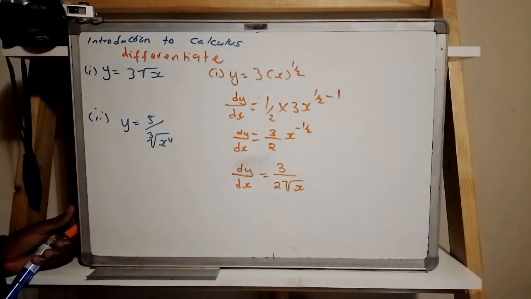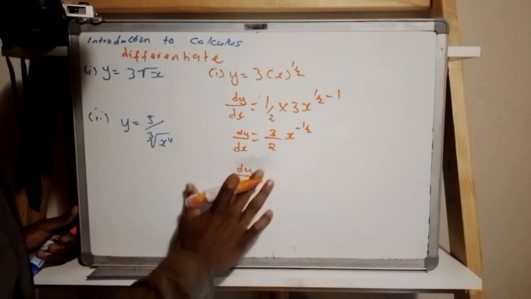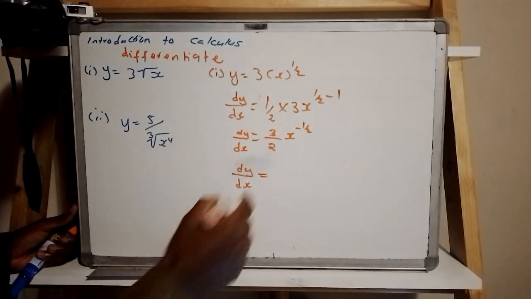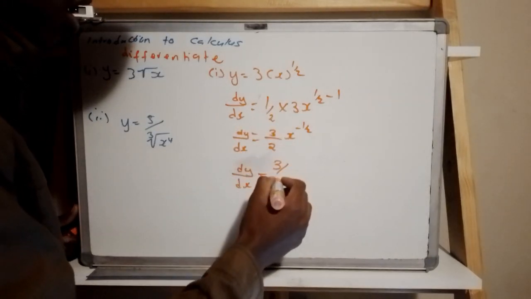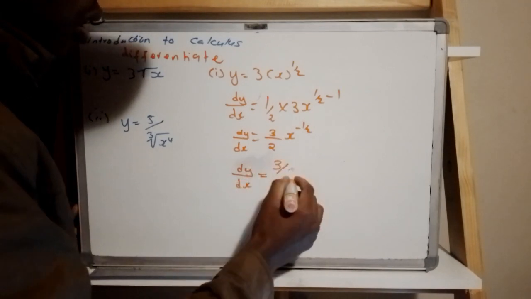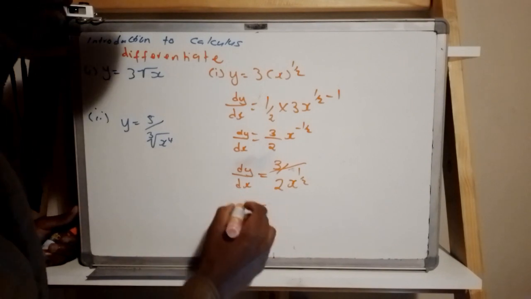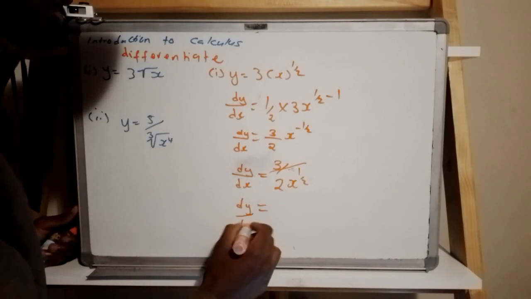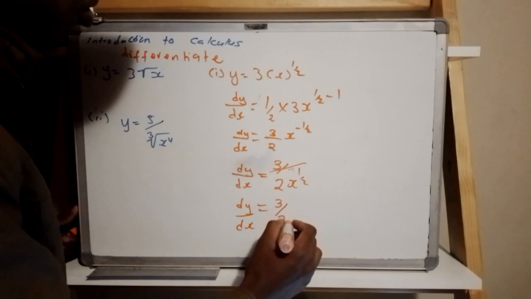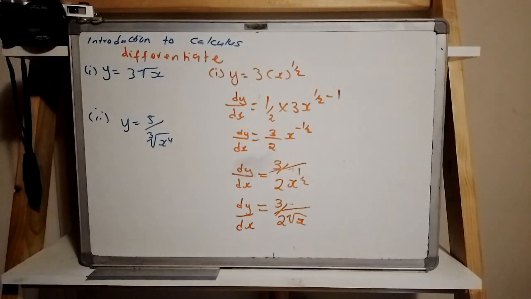x, right? Let me just write all the steps just to show you where 3 over 2 comes from. So now, this will give me 3 over 2 x to the power 1 over 2. Now, when I have that, I can represent it like this: 3 over 2 square root of x. That is my final answer. I hope you understand. I hope it makes sense. Right? Let's attack the next question.